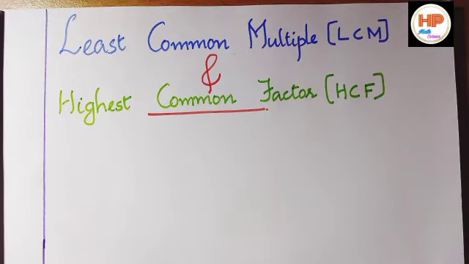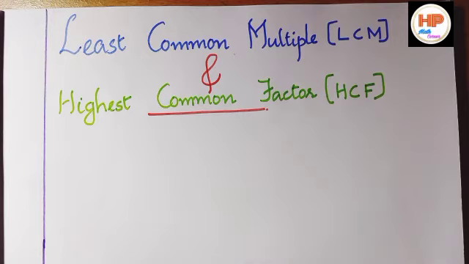Least common multiple, that is LCM, and highest common factor, that is HCF. Least common multiple, that is LCM, means so many multiples will be there for a number. Out of them, we must consider the smallest number. Okay.